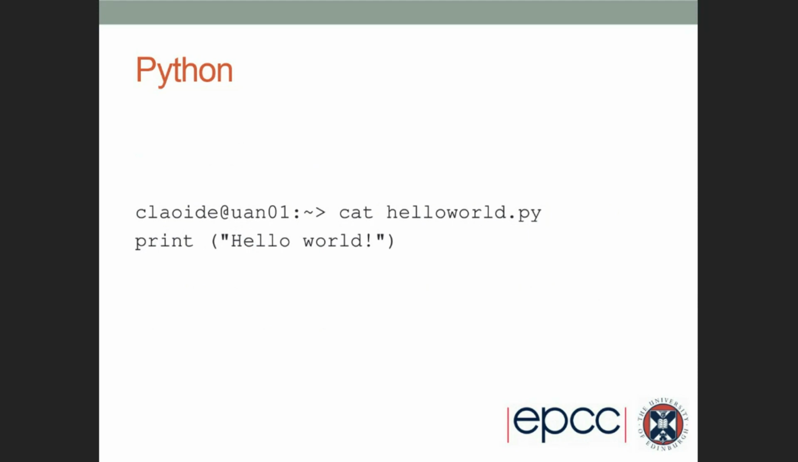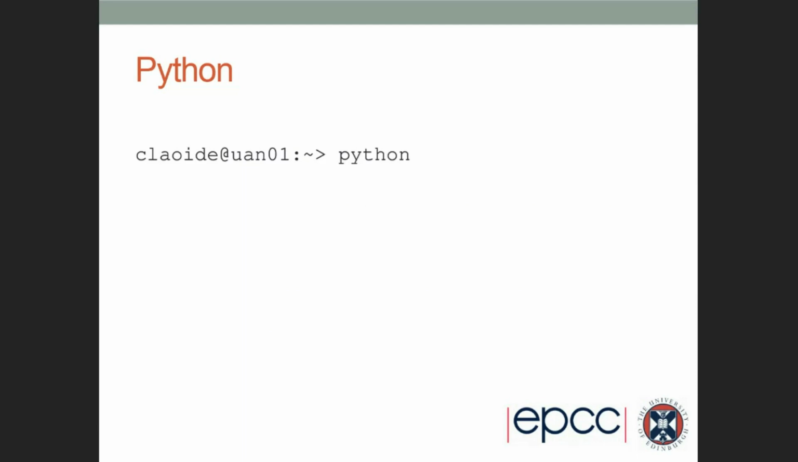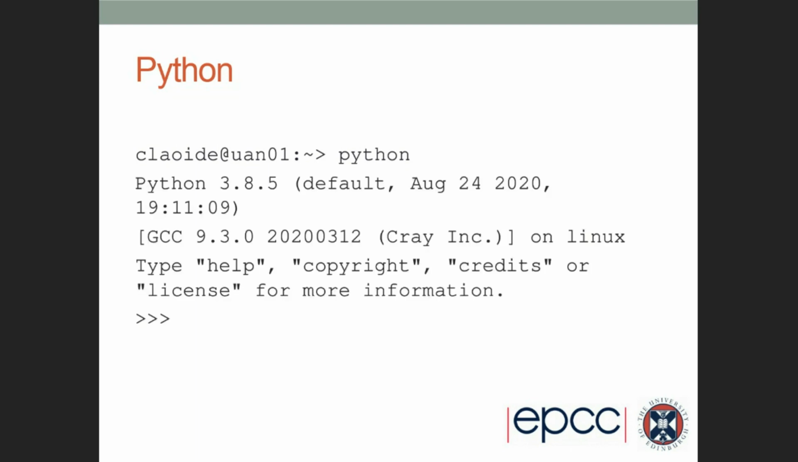So this is an example of the first option with a script file. We have a file here called helloworld.py, which just contains print hello world. And if we run python helloworld.py, we get hello world out. And then we have the second option, which is just to run the interpreter without a script file. That opens up an interactive session, and if we type print hello world into that, we again get hello world.